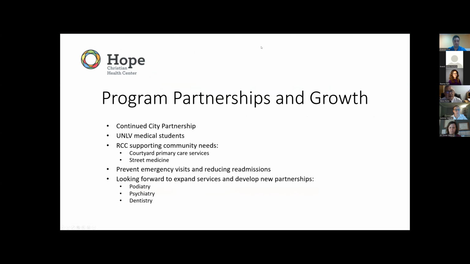If I could just, I would like Dr. Cruz or Dr. Galvin to talk about the second bullet, the continued city partnership as a result of becoming the operators of the Hope Christian Recuperative Care. It's actually grown to other services in a facility called the Courtyard, which also turned into street medicine.